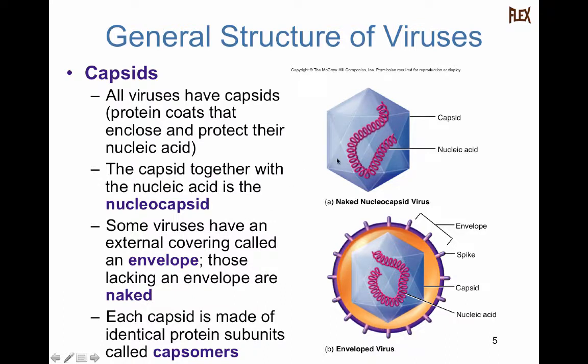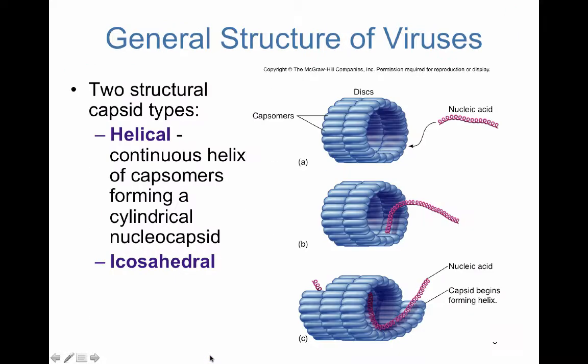And if you take this capsid, this protein layer, and you break it up into smaller units, they're all identical protein subunits referred to as capsomers. So the whole coat is a capsid, smaller units are capsomers.